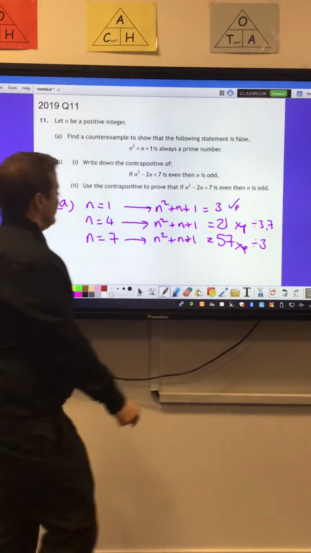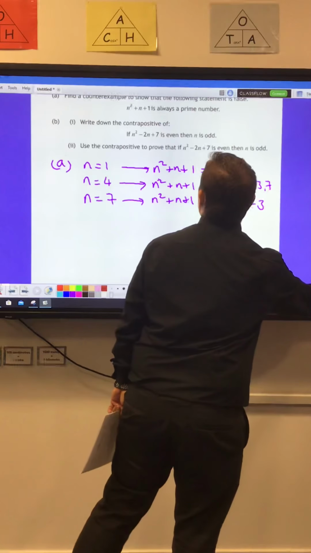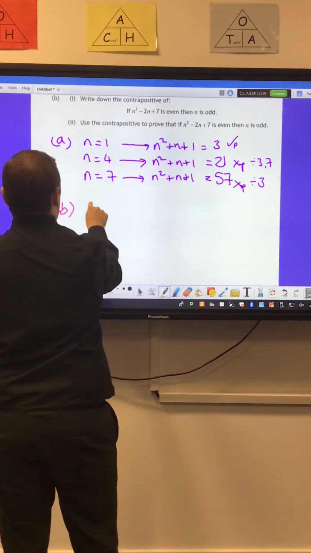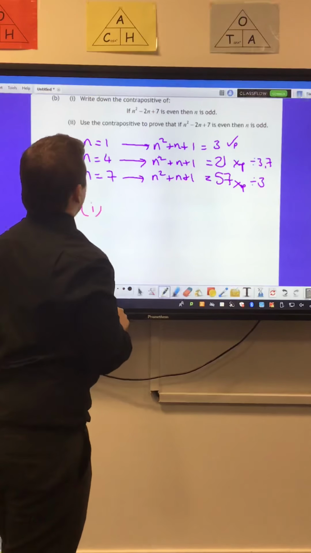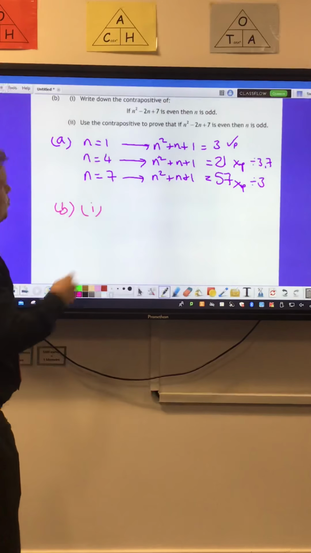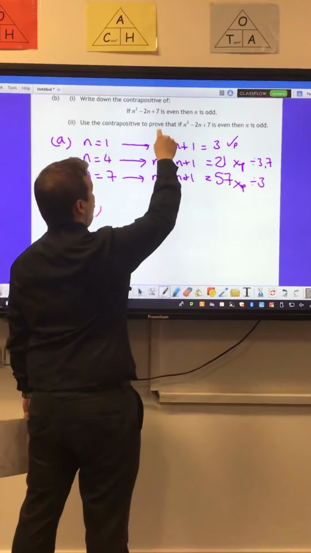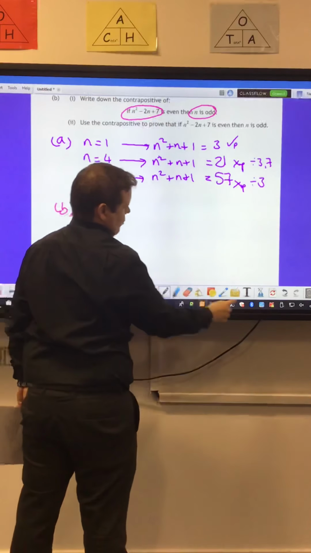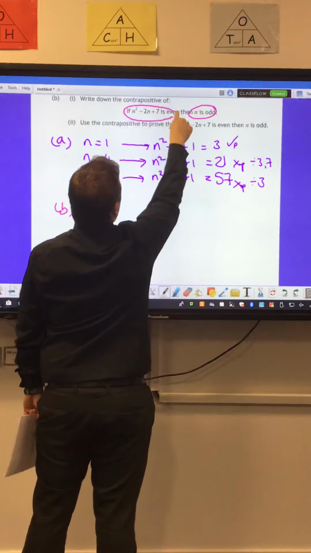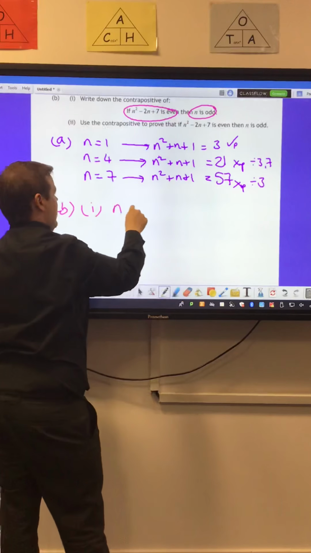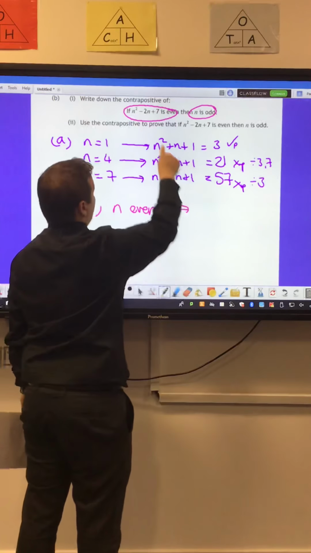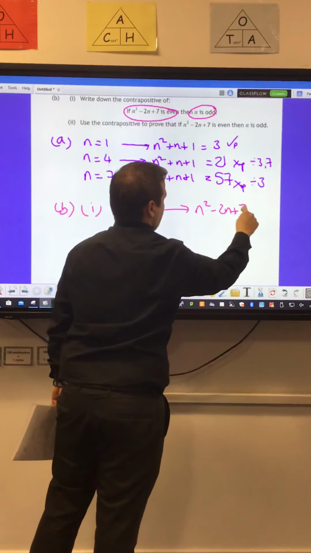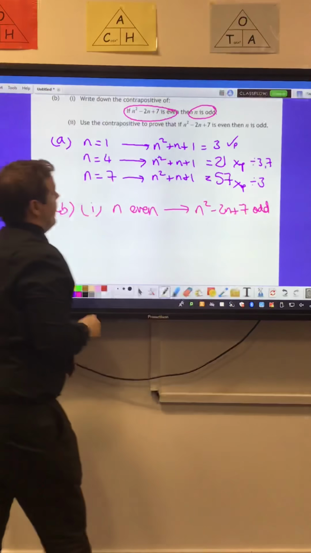Part B, write down the contrapositive of this statement. Well, we've just looked at this, so the contrapositive: if n squared minus 2n plus 7 is even and n is odd, the contrapositive is not this one, implies not that bit. So actually I'm going to circle the even part as well. So n is not odd, well that means that n is even, implies n squared minus 2n plus 7 is odd. And that's what you need for that one.